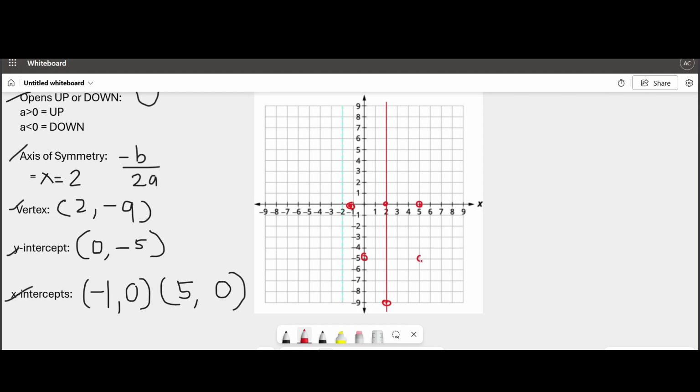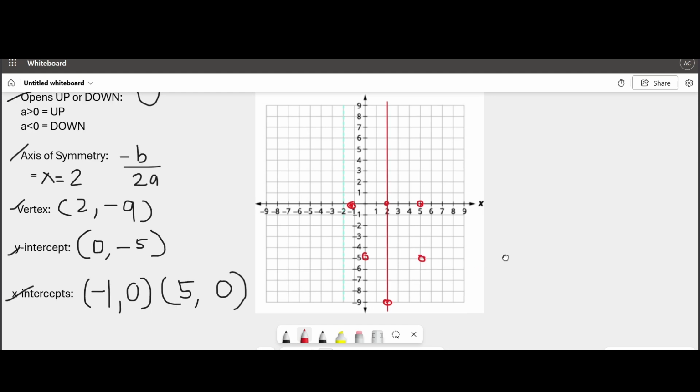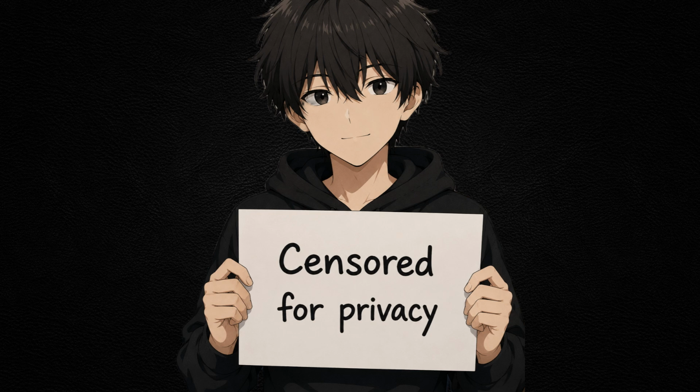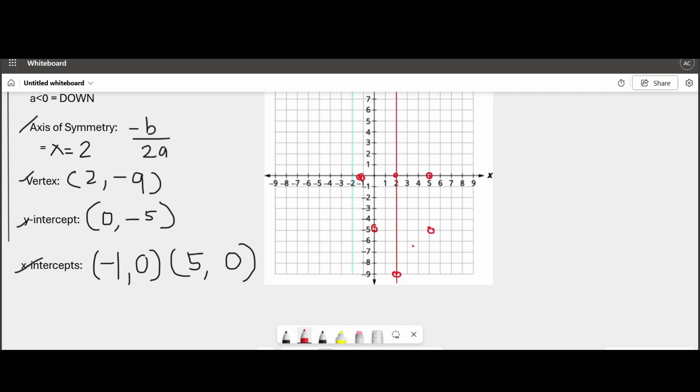Negative 5, positive 5. Okay, that'll be the other y-intercept. Let me just see if it's right. Right in my assumption. No. It was 2 steps. Okay, so it's actually here. It's actually the 4.